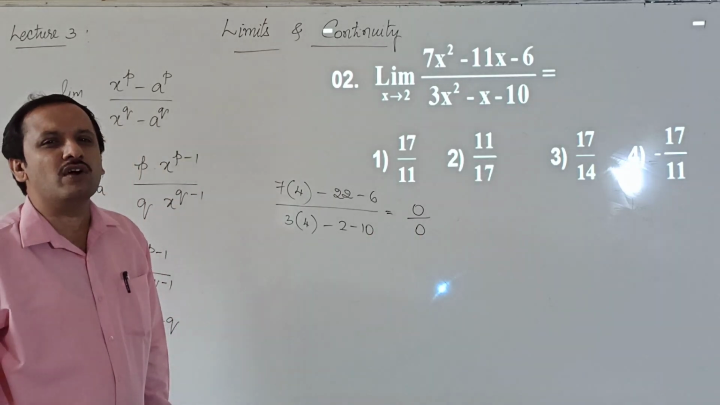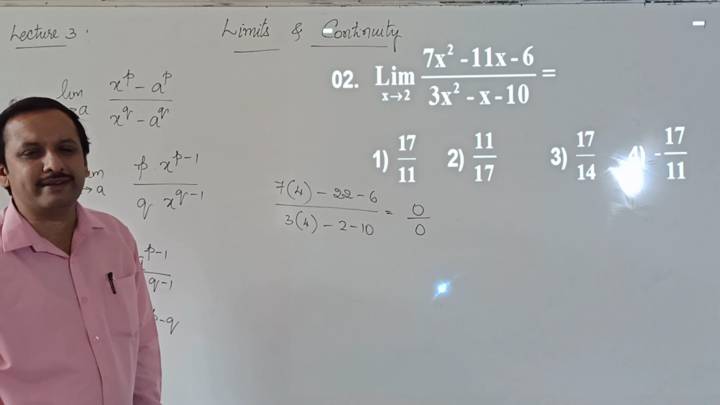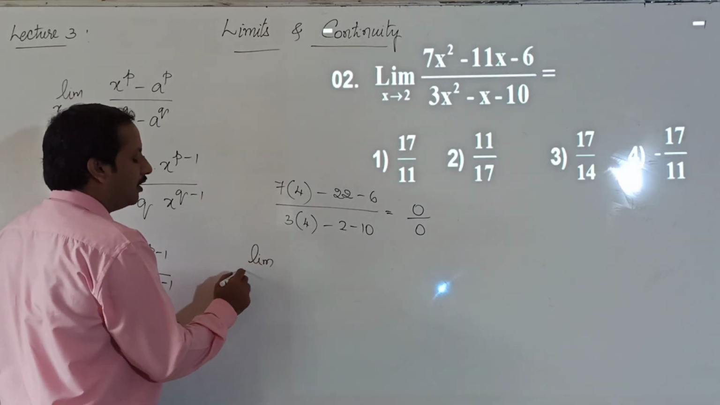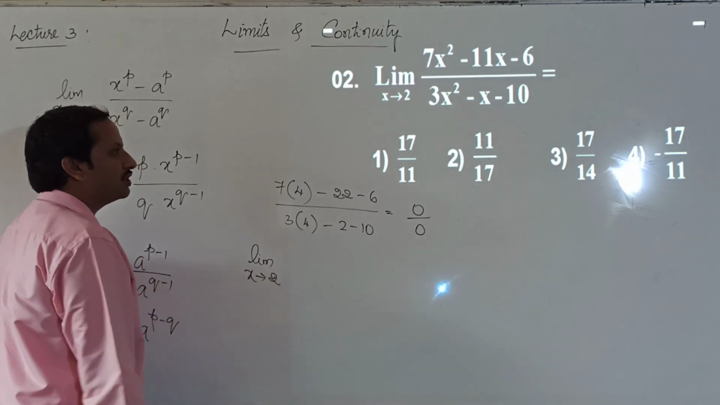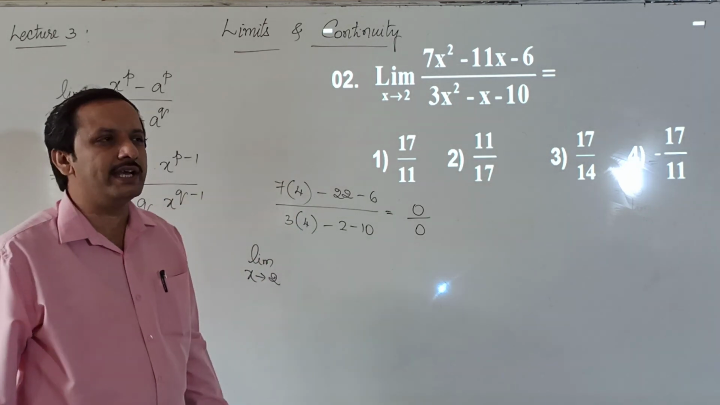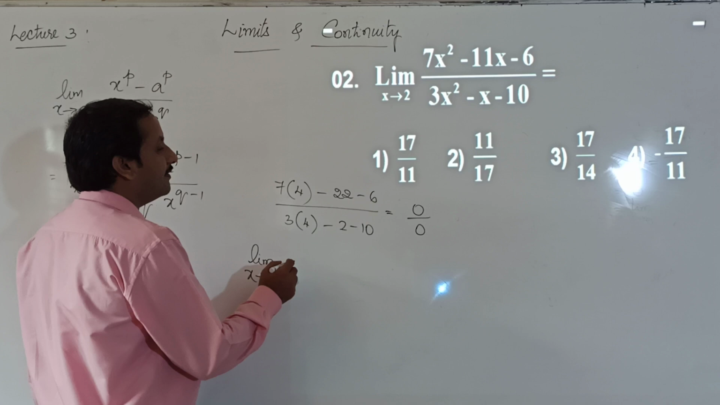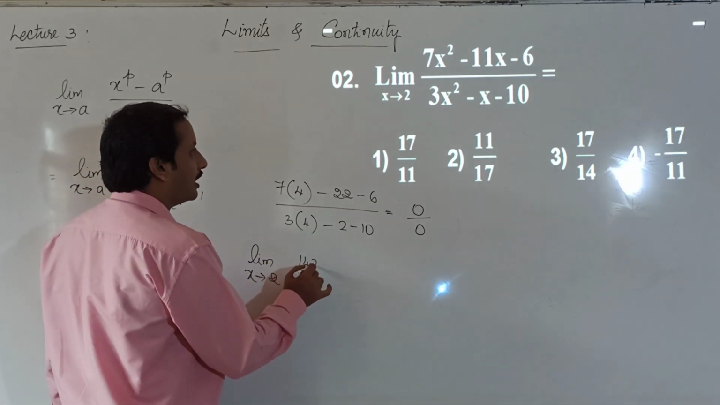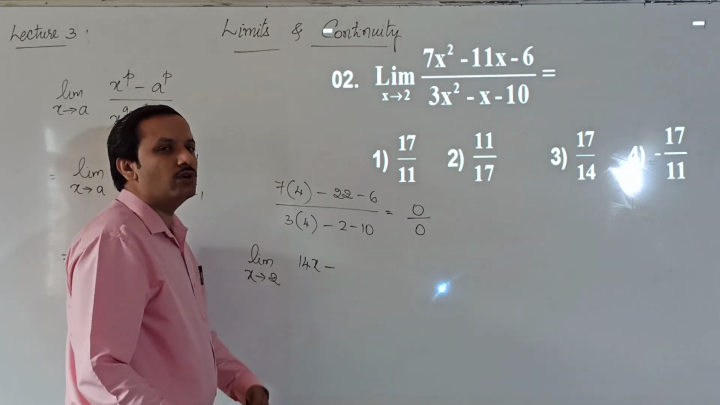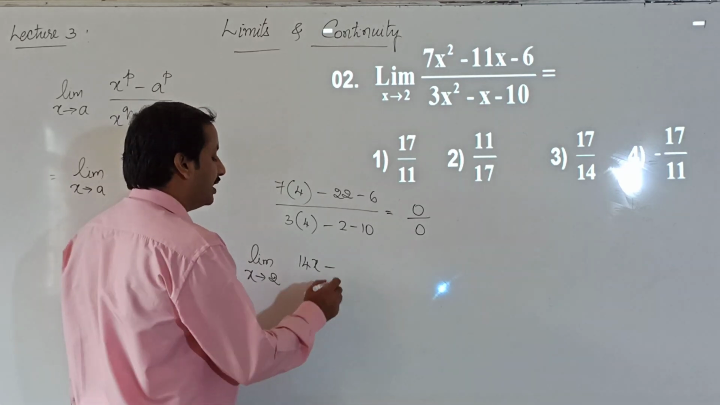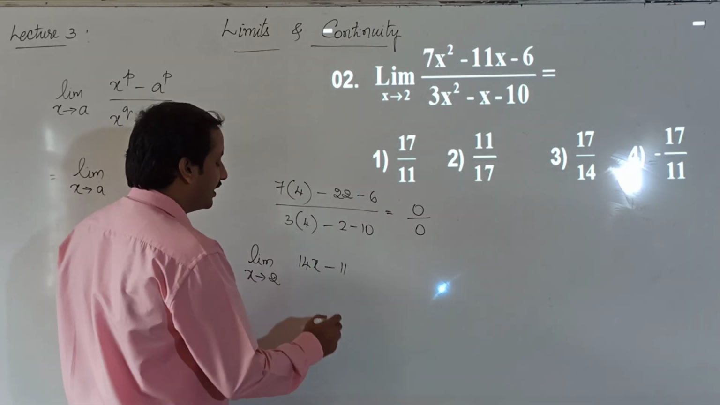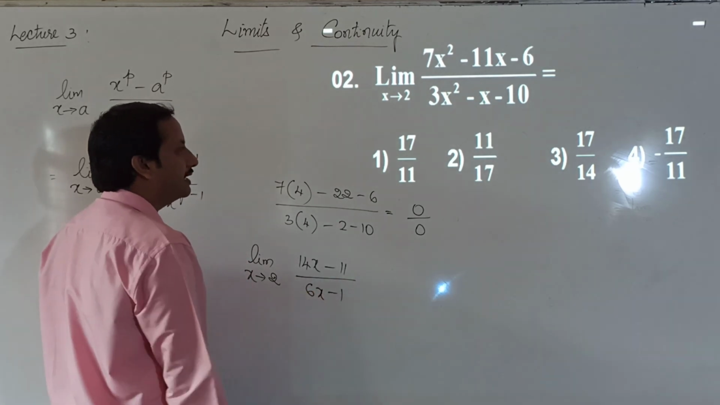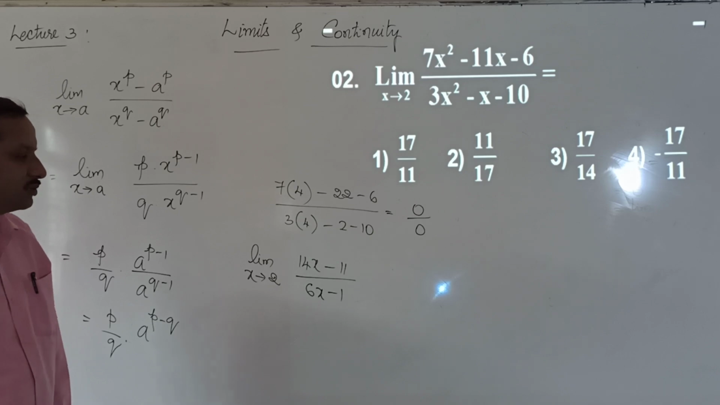So this is of the form 0 by 0, an indeterminate form. Then what can we do? We can go for L'Hospital's rule. Differentiate the numerator. What do we get? 7 into x square, the derivative of x square is 2x, so we get 14x, minus 11 into the derivative of x, which is 1. So 14x minus 11 we get. In the denominator, we get 6x minus 1. After differentiating, this is what we get.